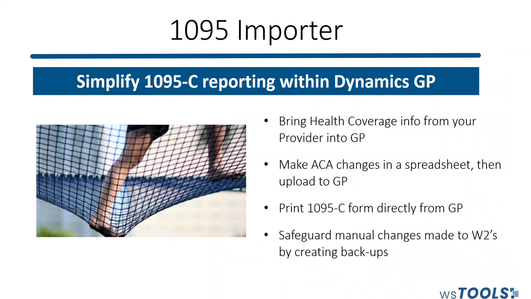Companies that need to generate 1095s for non-employees, spouses, or dependents, but did not track their information in HR throughout the year, can use the 1095 import tool to add or change their information and bring it into GP's 1095 tables to create and print the forms. You can use your provider's file, make the changes in Excel, and upload into GP using the 1095 importer to streamline this process for all your 1095 needs.